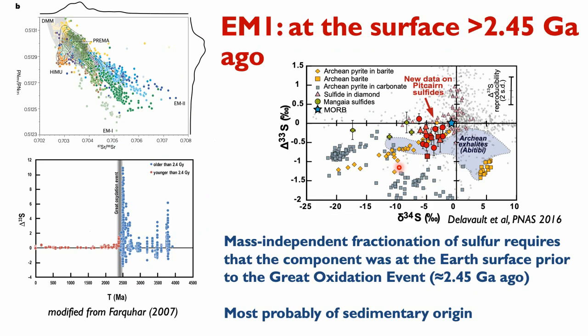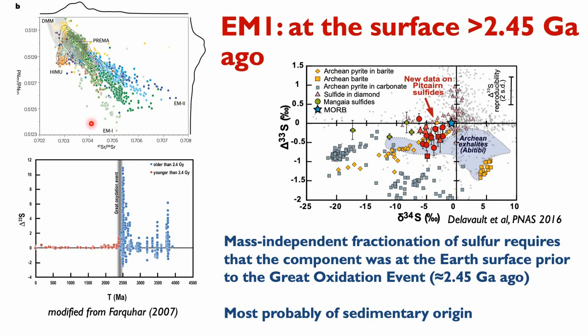But something important that was discovered not so long ago, about 2016, is that this component, which is shown here in green, the EM1 component, was at the surface more than 2.5 billion years ago. So now we have a bit of an age, because we knew that there was some crustal material in the source of this lava, but we had no clue of the age of the material.